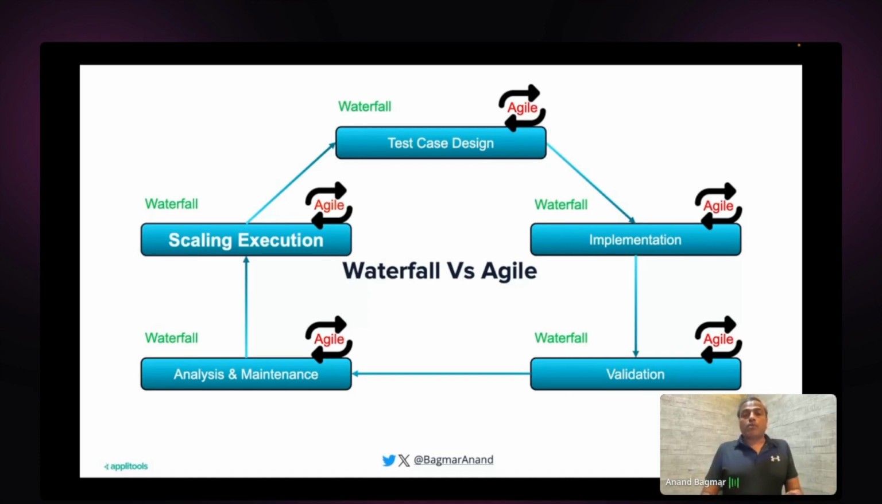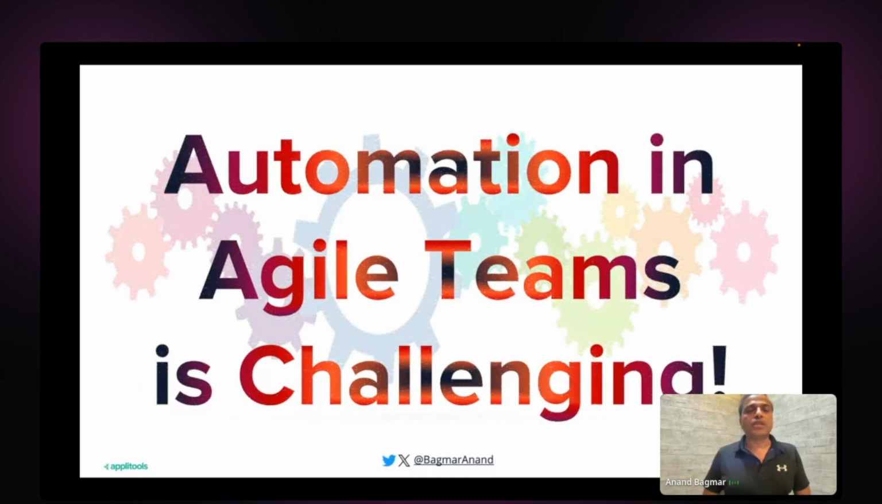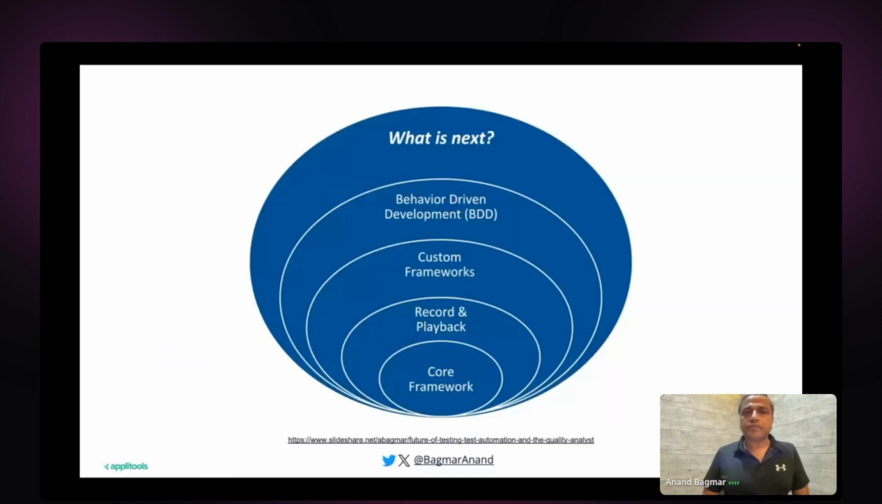Now, don't get me wrong, I am a huge proponent of agile, and I think it brings tremendous value. The challenge I'm trying to highlight over here is automation in agile teams is challenging. It is not as easy as we think it is, and it needs a much more focused and better effort.